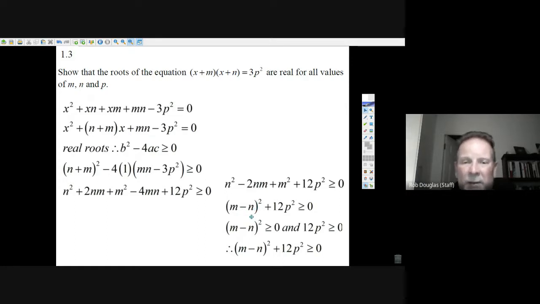Well, now here's the key. No matter what m and n are, when I square them, they'll be positive. So m minus n squared will always be greater than or equal to 0. The 12p squared, because p, no matter what it is, it'll be greater than 0. Well, when we add them, it has to be greater than 0. So no matter what we pick for m, n, and p, b squared minus 4ac will be greater than 0.